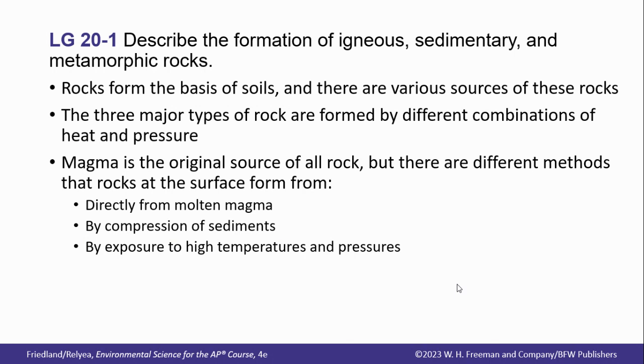So, rocks form the basis of soil, and there are various sources of these rocks. There are three major types of rock formed by different combinations of heat and pressure. Magma is the original source of all rock, but there are different methods by which these rocks at the surface form. Are they directly from molten magma, by compression of sediments, or by exposure to high temperatures and pressure?